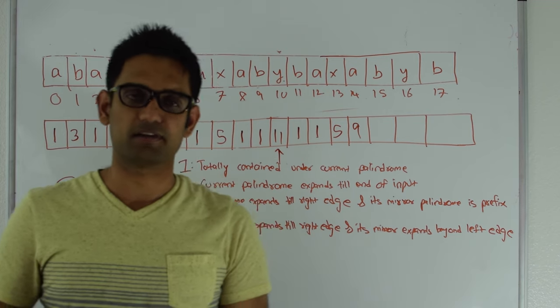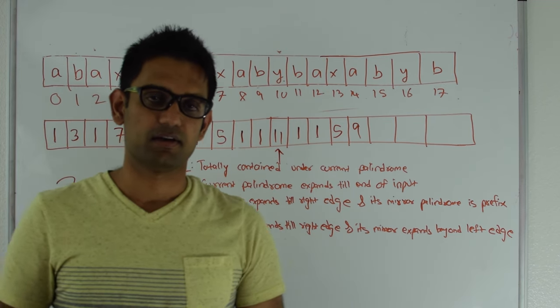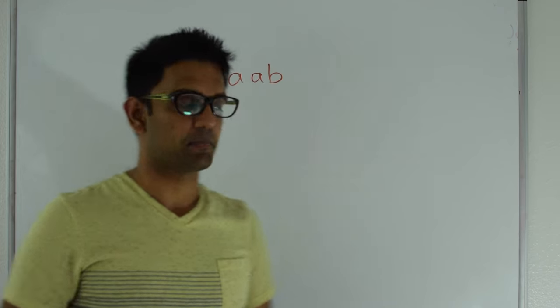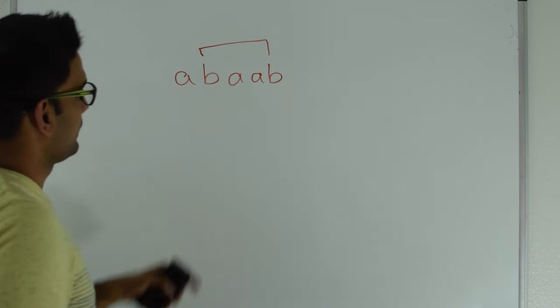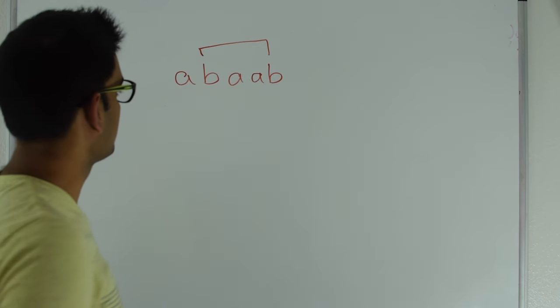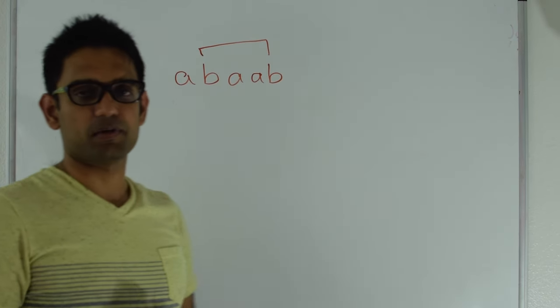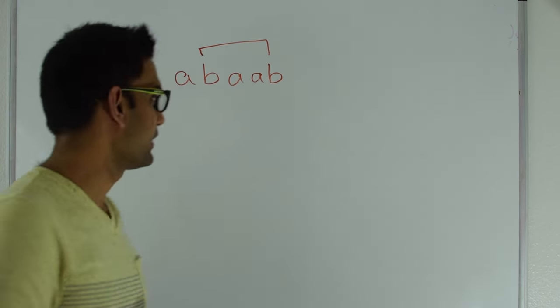In the next section, let's see how we deal with the even length palindromes. So let's see how we'll deal with the even length palindrome. So here the maximum length palindrome will be of length 4, and the center is between these two A's. So I got this technique from LeetCode, and it makes coding really easy.